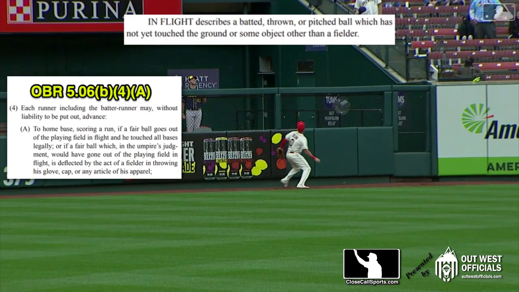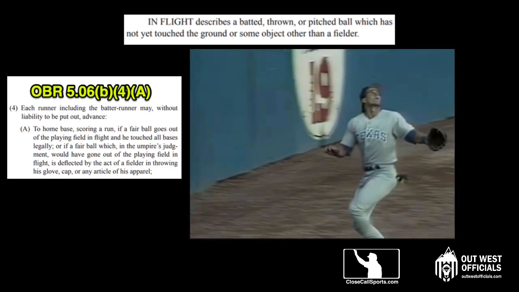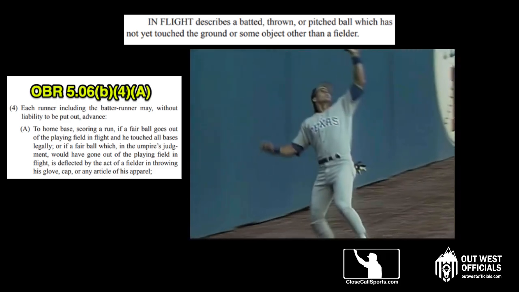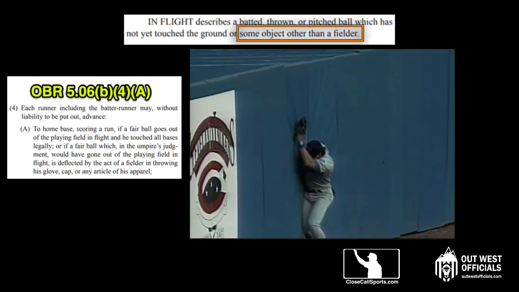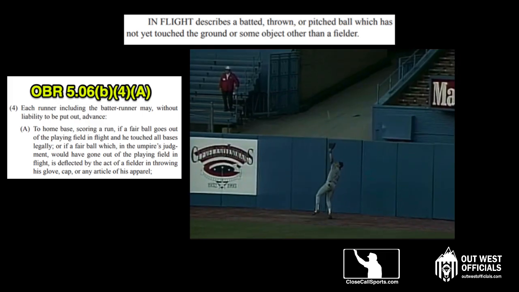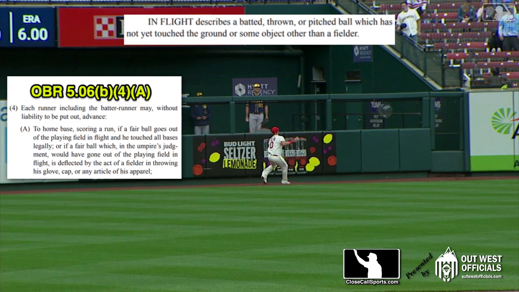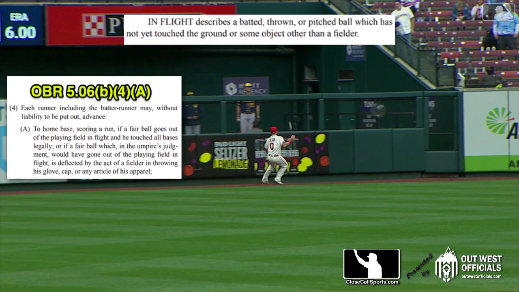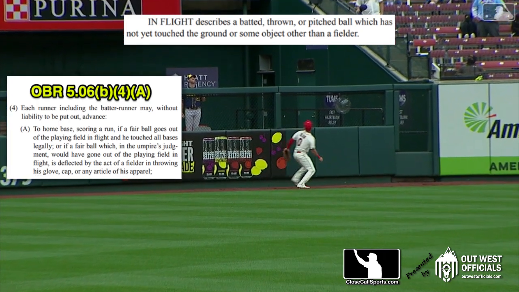One other person asked, what's the difference between this play and one like the Jose Canseco play where the ball hit his head and went over the fence? Well, again, we take you to the definition of in flight. It describes a batted, thrown, or pitched ball which has not yet touched the ground or some object other than a fielder. So this is where knowing the rules is really, really important. Getting in that rule book and looking at the definitions. Who would have thought that you'd have to define in flight? But sometimes these rules get a little tricky, and if you're not quite up on the rules, you might be a little slow making the call.